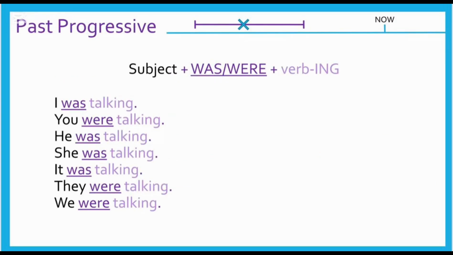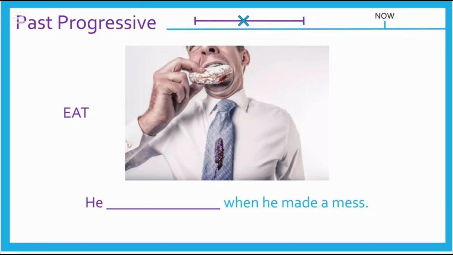Some examples in the past progressive tense: I was talking, you were talking, he was talking, she was talking, it was talking, they were talking, we were talking. Let us practice together.